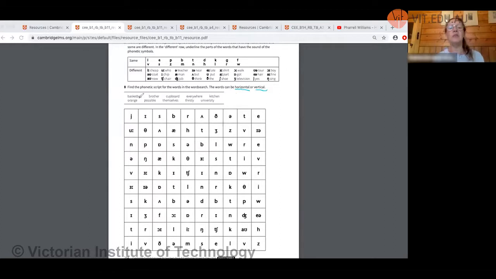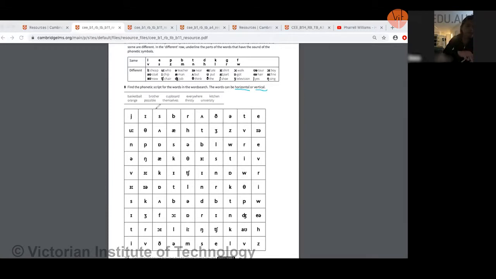So these words here can be either horizontal or up and down. So what you can do, if you like, you can take a pen and a piece of paper, and then if you find the words, you can write them out. Okay. So we might do the first one together because I haven't done this before either.